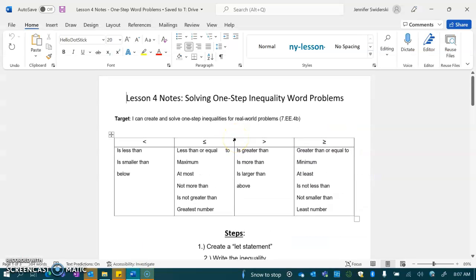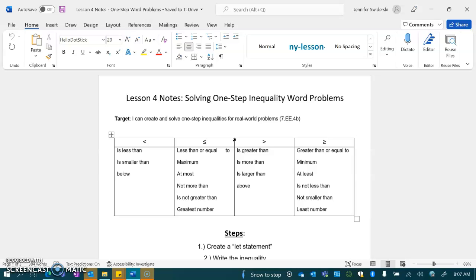All right, guys. So for our lesson 4 notes today, we're talking about word problems with inequalities. So when you think about less than or equal to, greater than, or greater than or equal to, we really see these inequalities a lot. It could be if you're driving on the road, your speed limit. You have to go less than 45 miles an hour, less than or equal to 45 miles an hour, right?